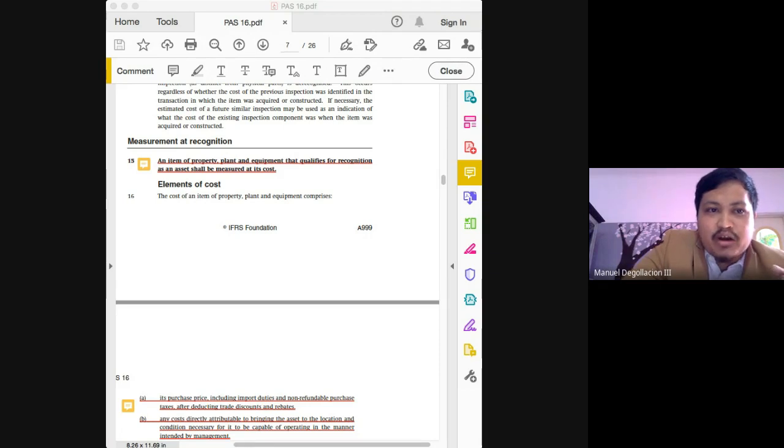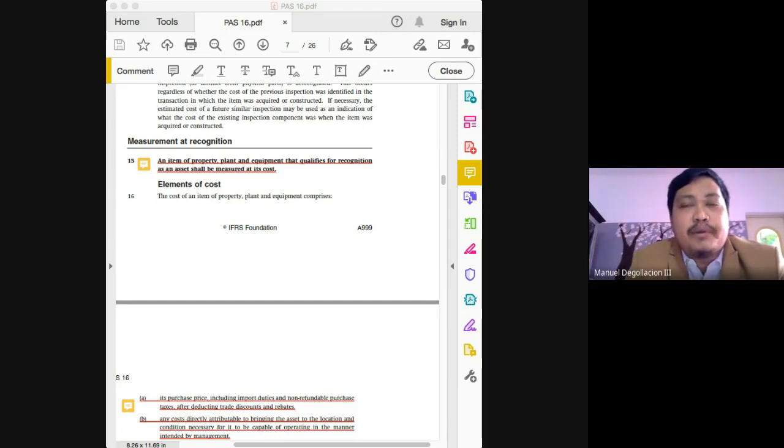subsequent measurement. How are property, plant, and equipment subsequently measured? They are subsequently measured, class, by using either, you have two options. Okay, you can remember in the discussion on conceptual framework, I told you that it's possible that standards will offer you options as to how to measure assets, liabilities, income, and expenses.